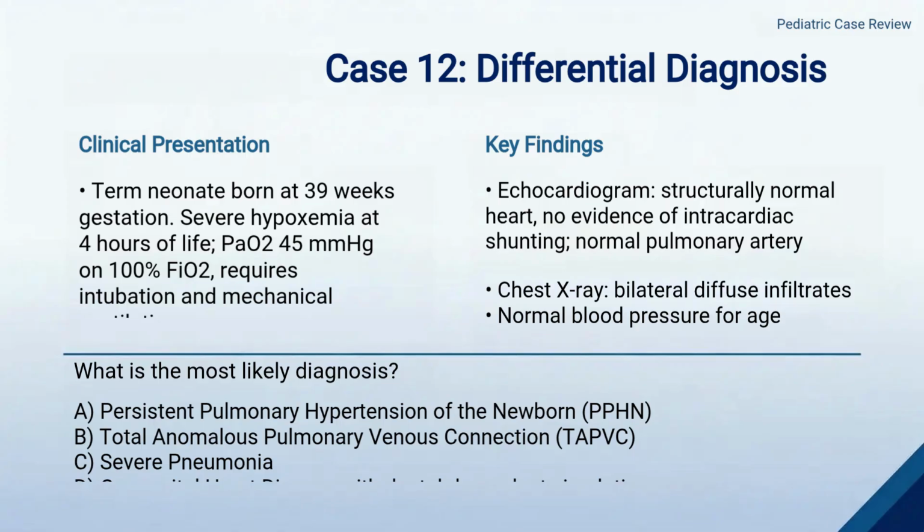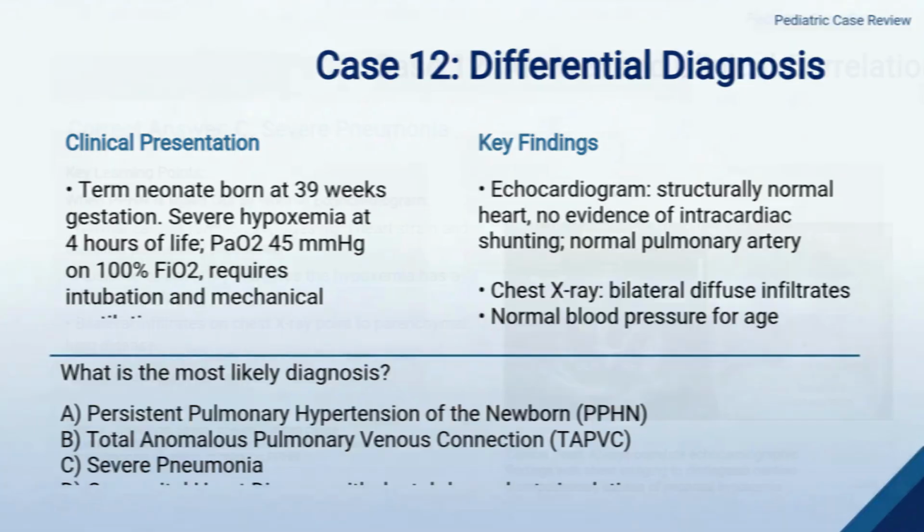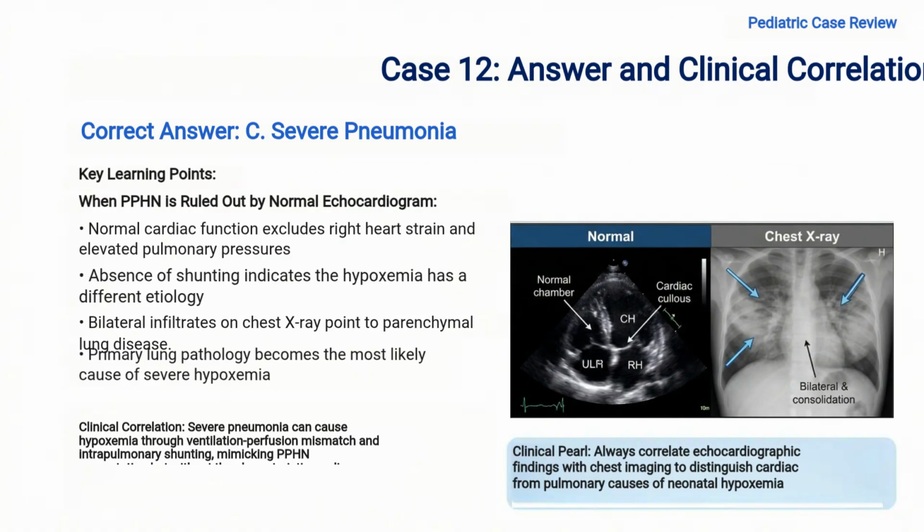Option A, persistent pulmonary hypertension of the newborn. Option B, total anomalous pulmonary venous connection. Option C, severe pneumonia. Option D, congenital heart disease with ductal-dependent circulation. The correct answer is option C, severe pneumonia.